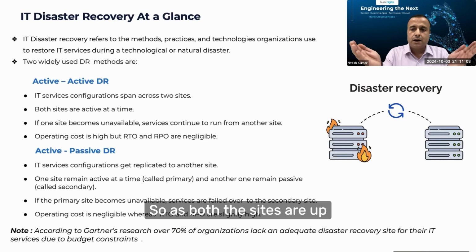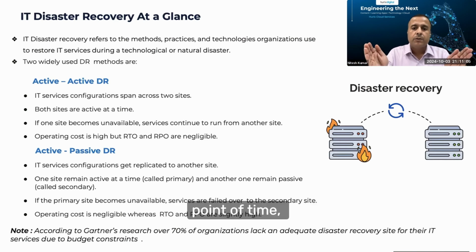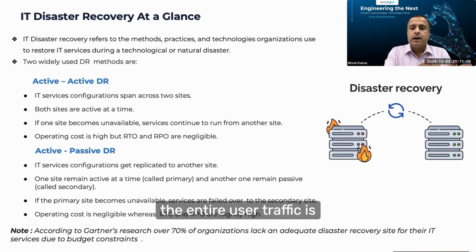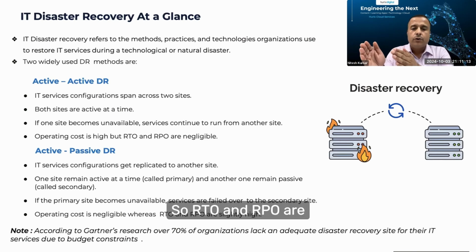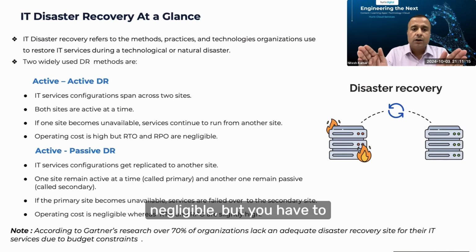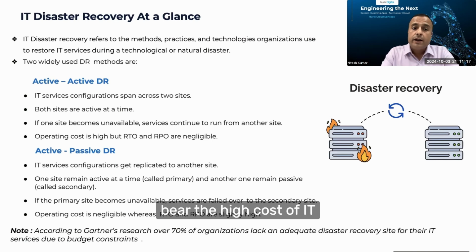So, as both the sites are up and running at any given point of time, if one of them is down, the entire user traffic is directed to the other one. So, RTO and RPO are negligible. But you have to bear the high cost of IT infrastructure and services.